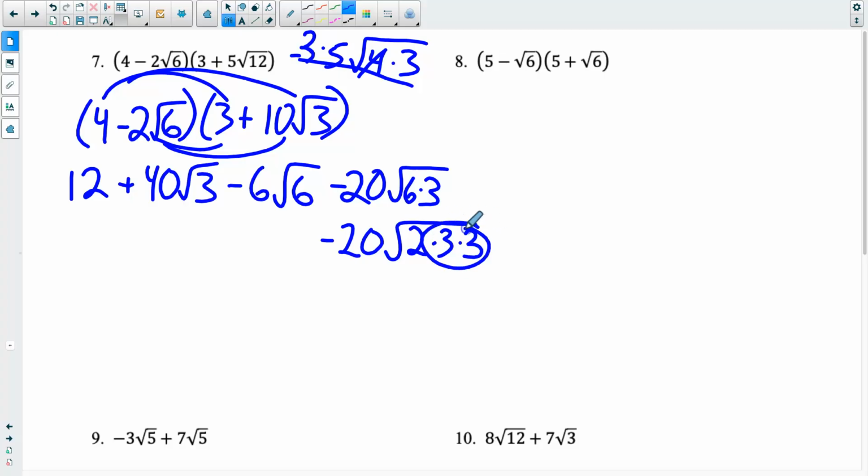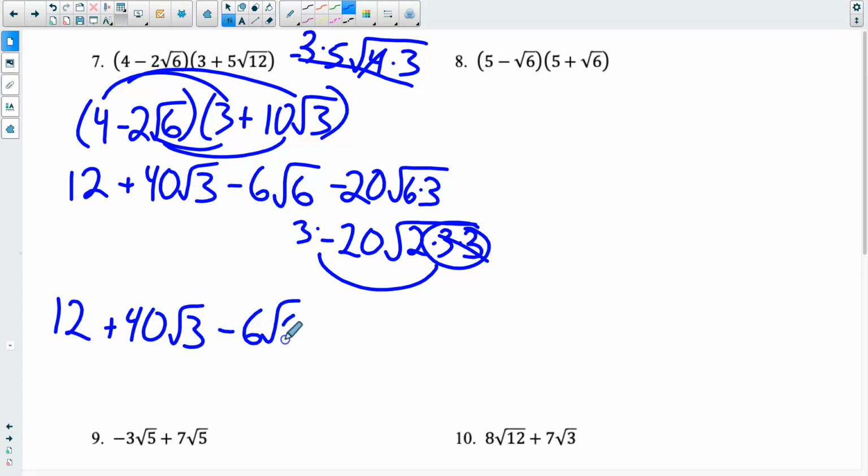Now, this comes out in front as a 3. And so I'm going to go times 3. And now I'm going to write this whole thing out. So I got 12 plus 40 square root of 3 minus 6 square roots of 6 minus 60 square root of 2.